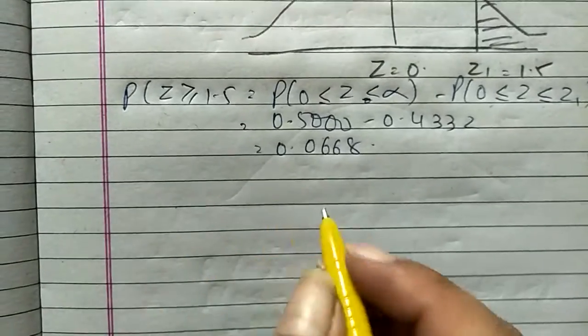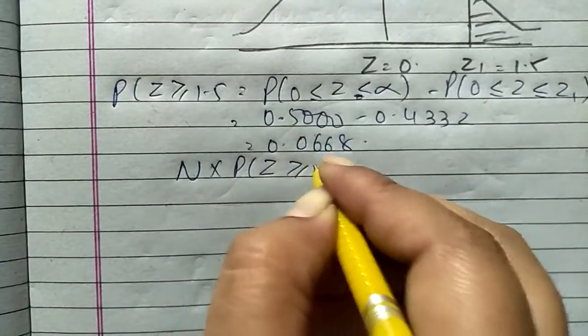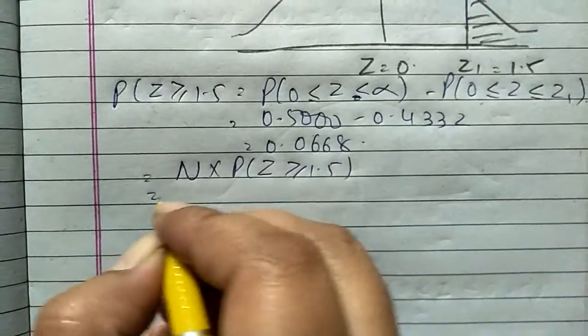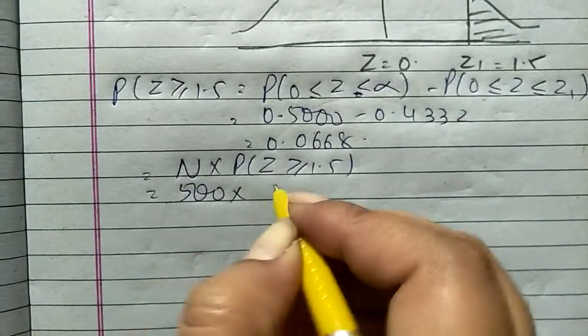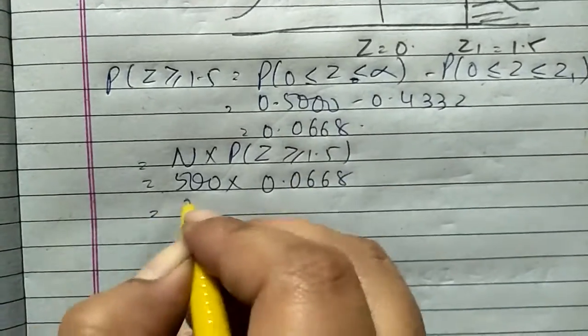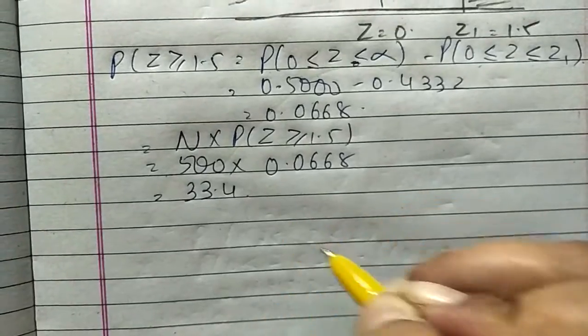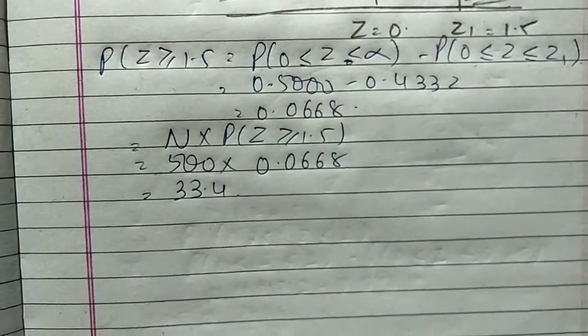So hence the estimated number of fat persons is N into P(z ≥ 1.5). The value of N is 500 over here, and here 0.0668, that is 33.4. Approximately we can take it as 33 persons.